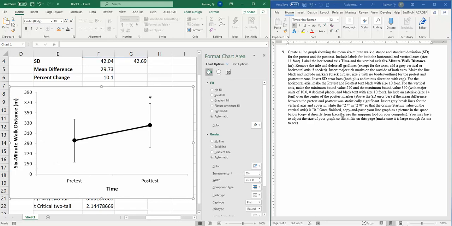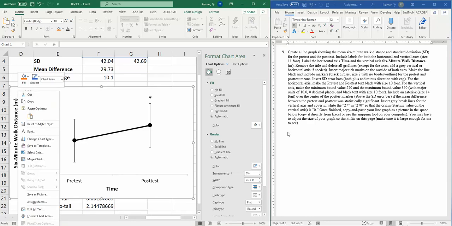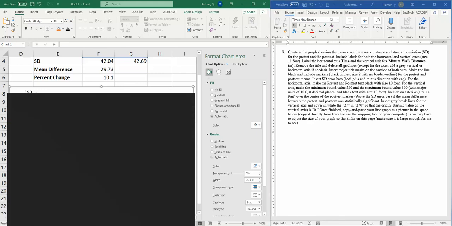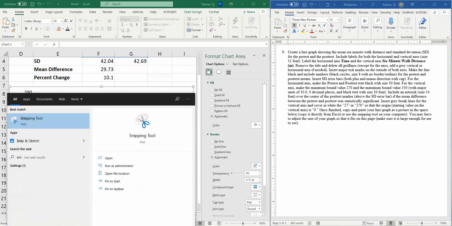All right, once finished, copy and paste your line graph as a picture in the space below. You can copy it directly from Excel, or you can use the snipping tool on your computer. So again, you can do one of those two options. You can click and highlight your graph as I've done, and then right click and copy, and then paste it back over here. Or you can use that snipping tool like it says. I'm going to use the snipping tool. I kind of like that.